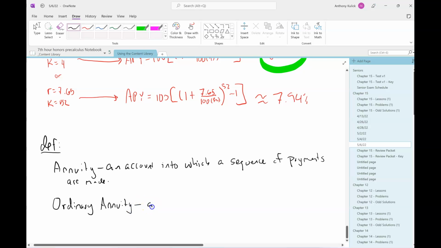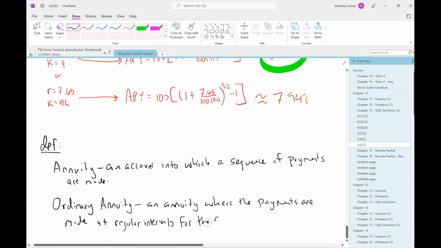And this is an annuity where the payments are made at regular intervals for the same amount.